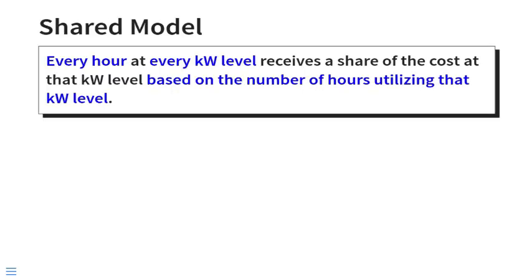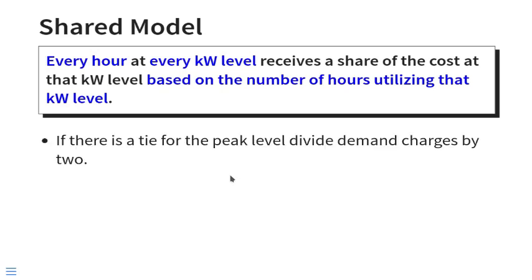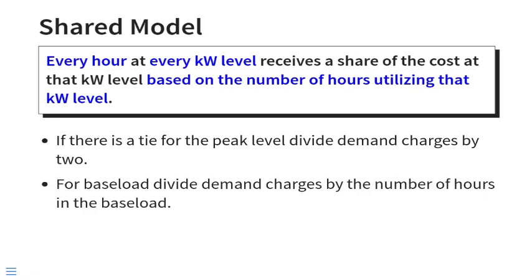This brings me to what I'm calling the shared model. Every hour at every kilowatt level receives a share of the cost at that level based on the number of hours that utilize that kilowatt level. Basically, this comes from two observations. One, if there's a tie for the peak with 2 hours, you divide by 2. If you are looking at base load, you end up dividing by the number of hours in the base load.